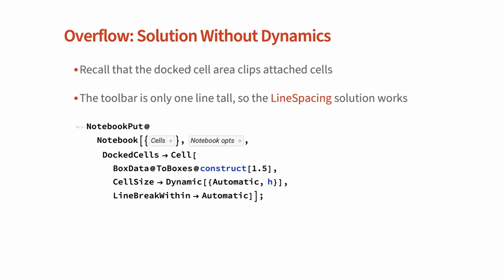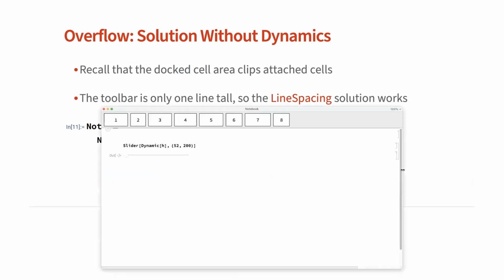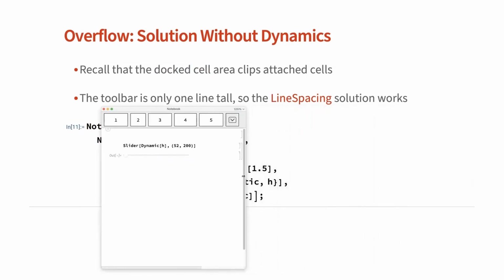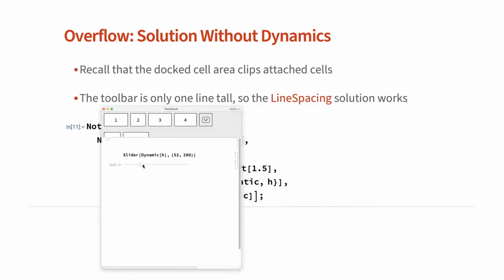As I alluded to at the beginning, the docked cell area really is a separate content area, so it will clip attached cells. They won't bleed into the notebook content area. So this is fine. So what am I doing here? I'm making a notebook, and then I'm adding a docked cell, and in that docked cell is the construct we just made. Then all I'm going to do is dynamically control the height of the cell so we can see what's going on. If I resize the window, this is working as expected. And then if I increase the size of this cell, now we can see those attached cells that were hidden.